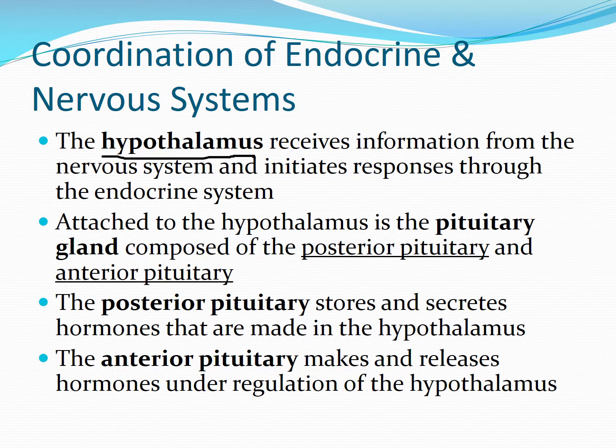But the posterior pituitary is going to store and secrete hormones made in the hypothalamus, while the anterior pituitary makes and releases hormones under the regulation of the hypothalamus.